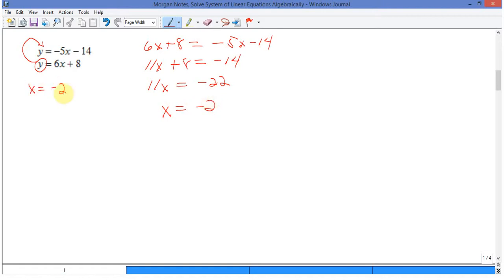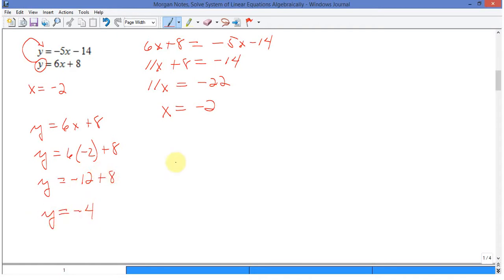And I could substitute that value into either of these two original equations to get a value of y. So let's take the one that says y is equal to 6x plus 8. y is equal to 6 times negative 2 plus 8. y is equal to negative 12 plus 8. So y would be equal to negative 4. So my intersection point would be negative 2 for x, negative 4 for y.